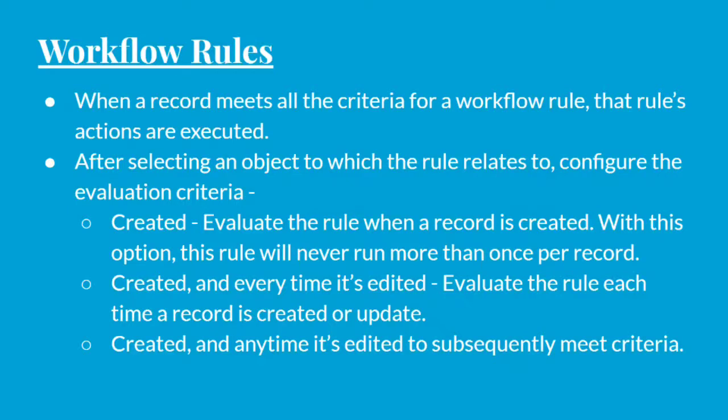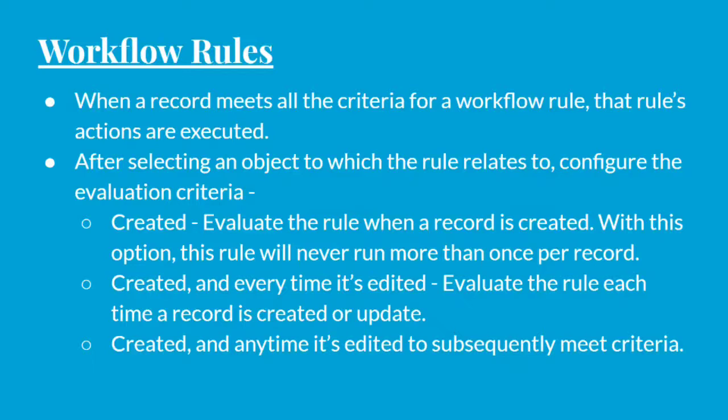Suppose when you created this opportunity record, the amount was 10,000. The workflow rule will evaluate this record, find that it is not meeting the criteria, and it will not run the workflow rule. But in case you edit its amount at a later point of time, after some days, to 60,000, it has now become more than 50,000. But because you selected the evaluation criteria as created, this workflow will not be evaluated.